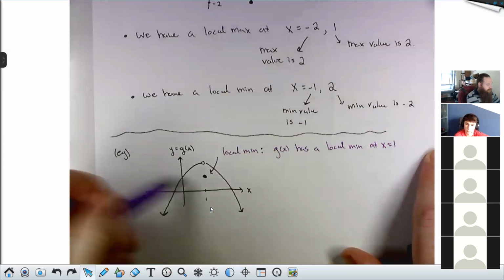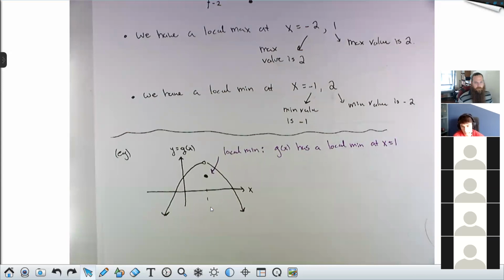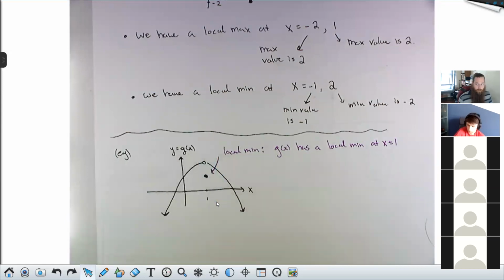I haven't labeled the y value of that point. So we can't say what the min value is, but we can say where the min is. We can actually say for sure that this is a local min. And the trick is, again, imagine a little window around the graph there and ask yourself, how does the height of this point compare to the height of all the other points on the graph? It's lower, so that's a local min. Very, very sneaky.